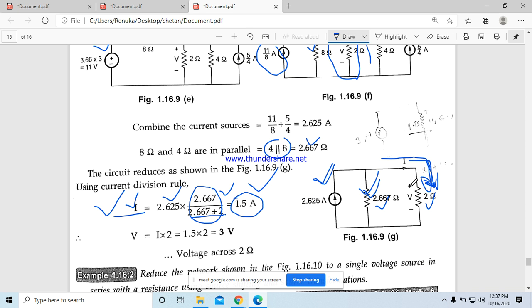I have to find out the voltage across the 2 ohm resistor, right? V equals I into R. The I value is what you have calculated, 1.5. R is 2 ohm. So they got the voltage V. This is the voltage across the 2 ohm resistor. That is 3 volts.